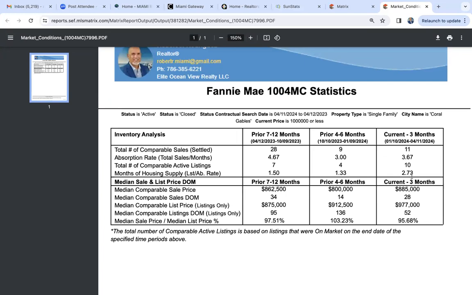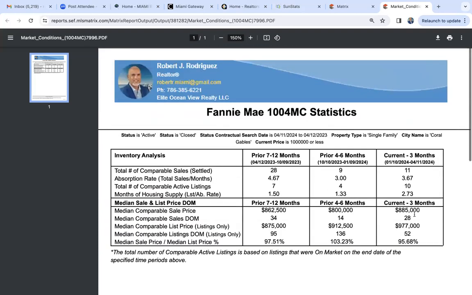So you have only 10 active listings less than $1 million in all of Coral Gables, and they're selling 3.5 properties per month. You have 2.7 months of inventory. And the prices are holding steady right around $900,000.